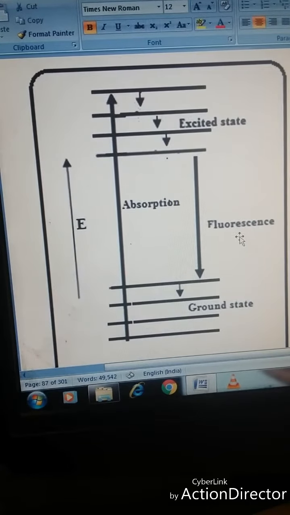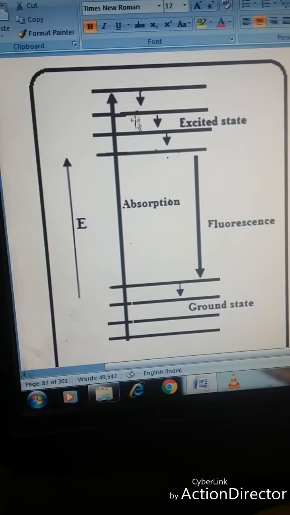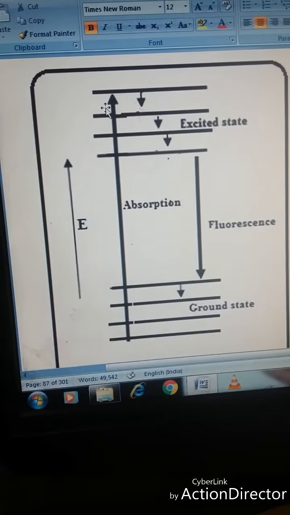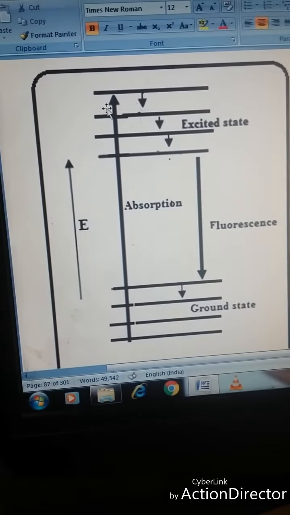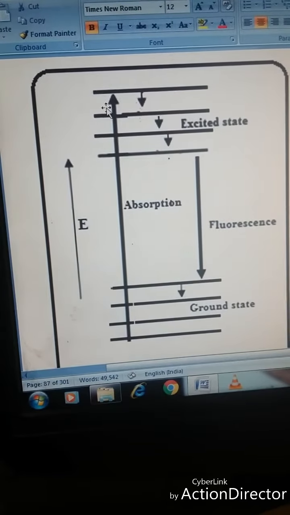Fluorescence, as you see in the diagram, is an emission phenomenon. It is emission of radiation by a substance during its transition from the excited state to the ground state. The substance reaches the excited state by absorbing light or other electromagnetic radiations. Generally, the emitted light has longer wavelength, hence lower energy than the absorbed radiation.